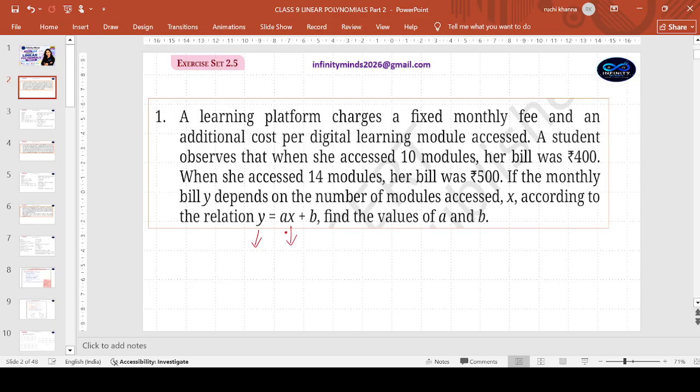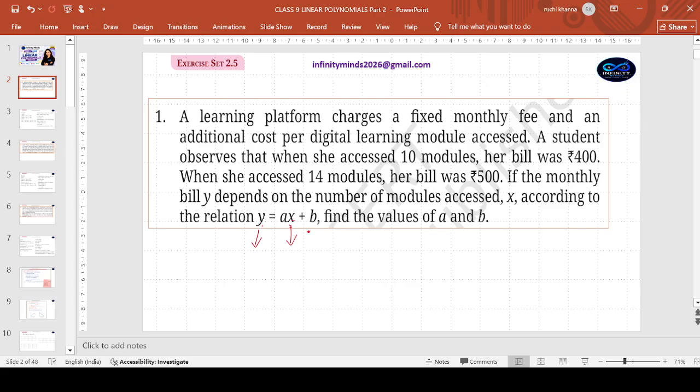Okay, so now what have you understood? That number of modules is x, it is variable. If she is accessing less modules, the bill is 400. If she is accessing more modules, the bill is more. So this is kind of your direct proportion thing. More the number of modules, more is the bill. So yes, x and y are directly related. Of course, yes, they are. So if she's accessing more modules, she is paying also more.